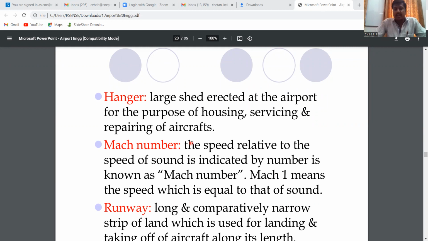Okay, hangar is a large shed erected at the airport for the purpose of housing, servicing, and repairing of the aircrafts. जिथे एअरक्राफ्टचं रिपेअरिंग केलं जातं असा पोर्शन. ठीक आहे. त्यानंतर आहे मॅच नंबर. व्हॉट इज अ मॅच नंबर?